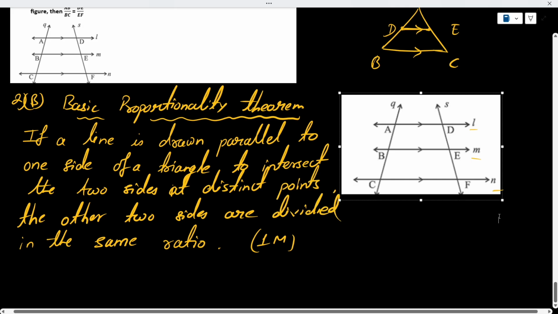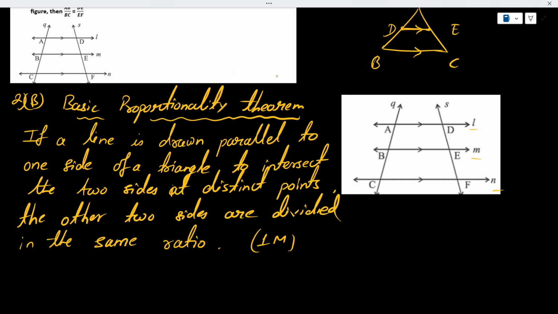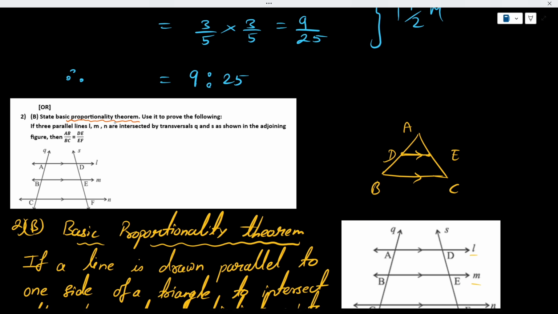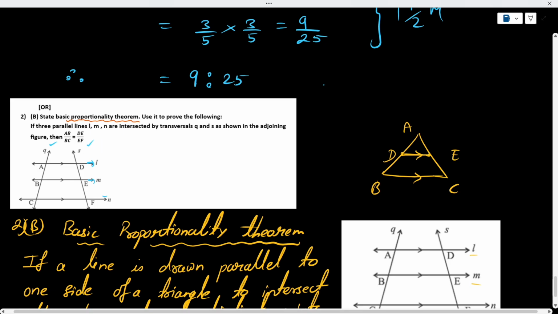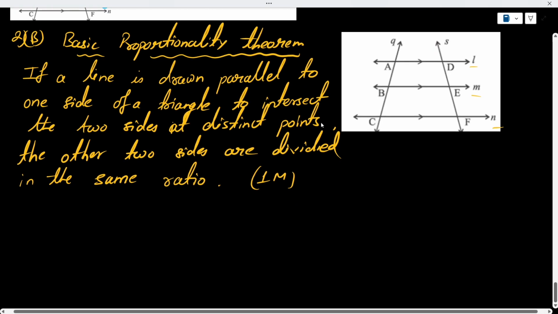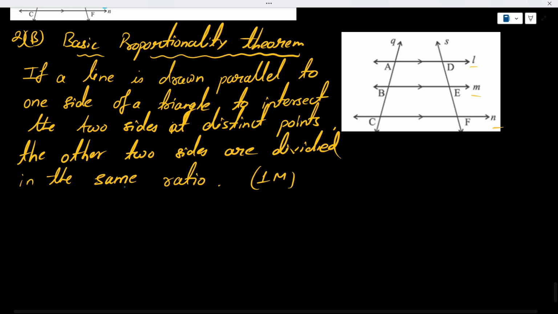Now how are we going to prove this question here? You will start with what is given. If lines L, M, N are parallel, which are intersected by transversals Q and S, you can see that lines L, M, N and Q and S, the transversals, are shown. What do we need to prove? AB by BC is equal to DE by EF, right? So it is dividing, but this is not a triangle. You should have a triangle to use the BPT.